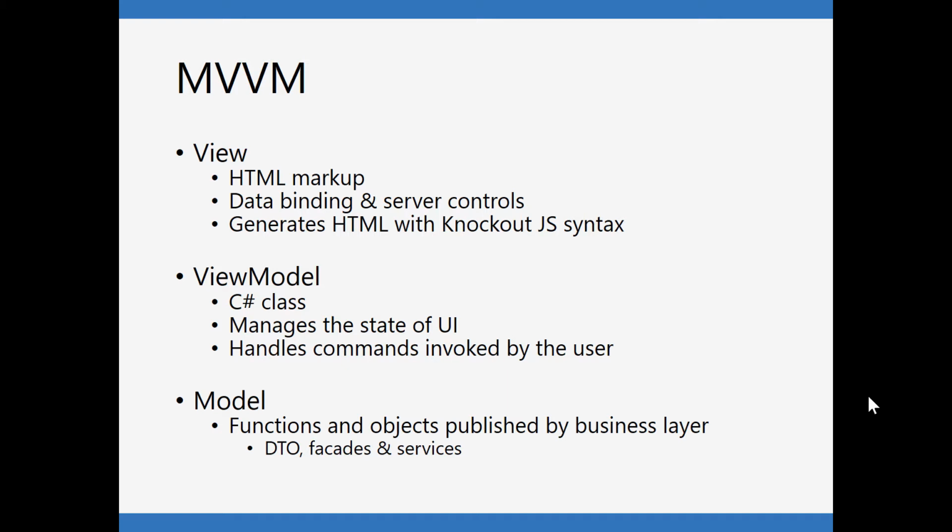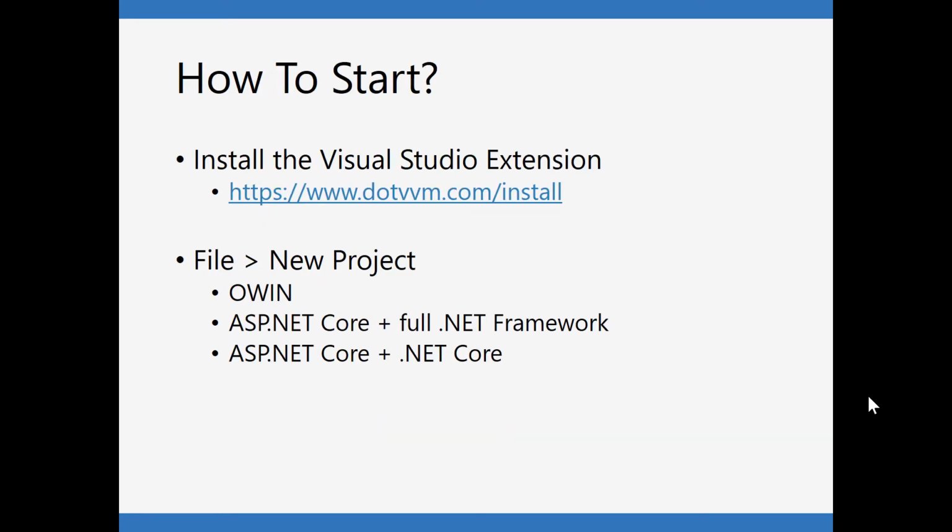And the last part, the model, is just, we can think of a model as the top of the business layer. So it's the functions and classes, services, and objects that are provided by the business layer and which can be used in this MVVM world, in the presentation layer. So how to start with DotVVM? It's very easy. You just install extension in Visual Studio, and it will add a new project template, so you can create a DotVVM project, and it will also give you basic IntelliSense and syntax highlighting for DotVVM pages.